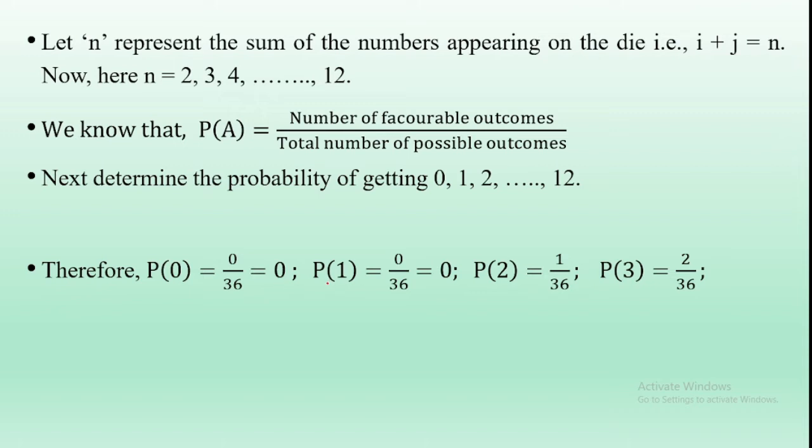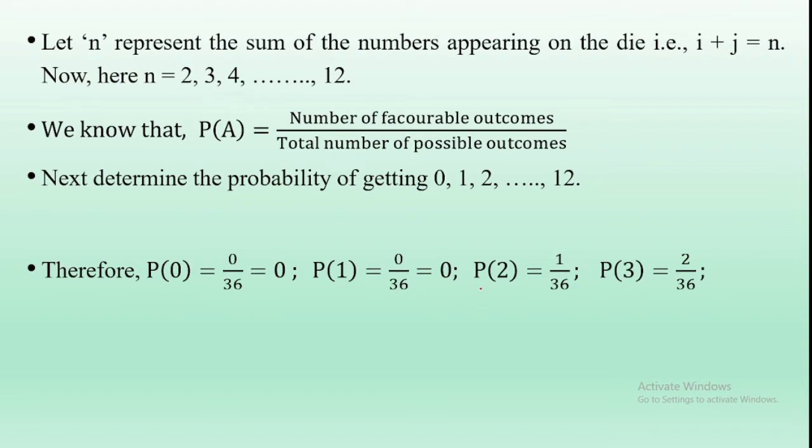Next, find the probability of 1. Probability of 1 is equal to the number of favorable outcomes divided by the total number of possible outcomes. The total number of possible outcomes is 36, and among the sums of the numbers appearing on the dice there is no 1, so the number of favorable outcomes is 0. So 0 divided by 36 is equal to 0.